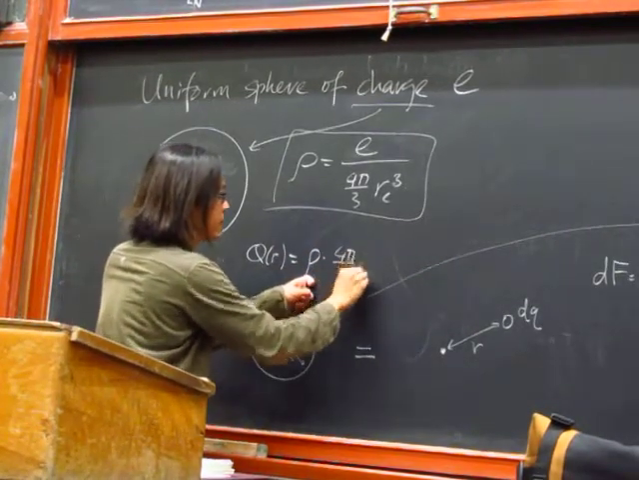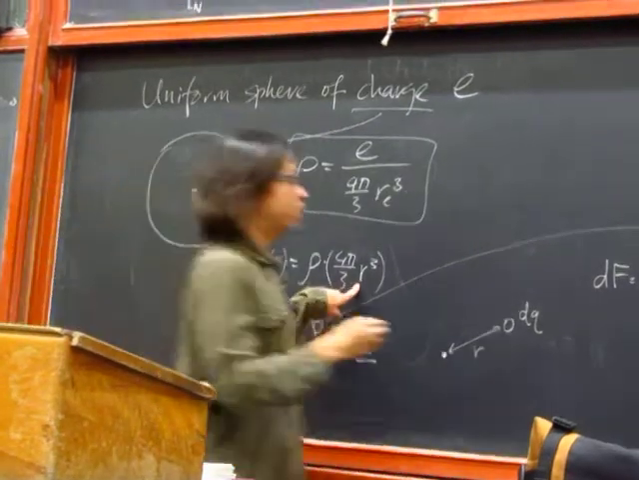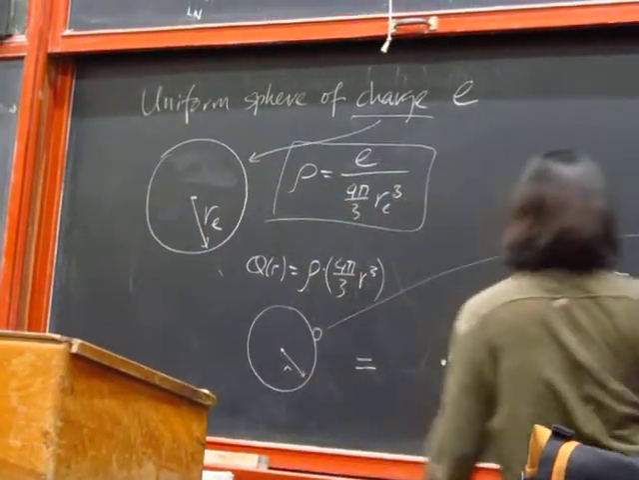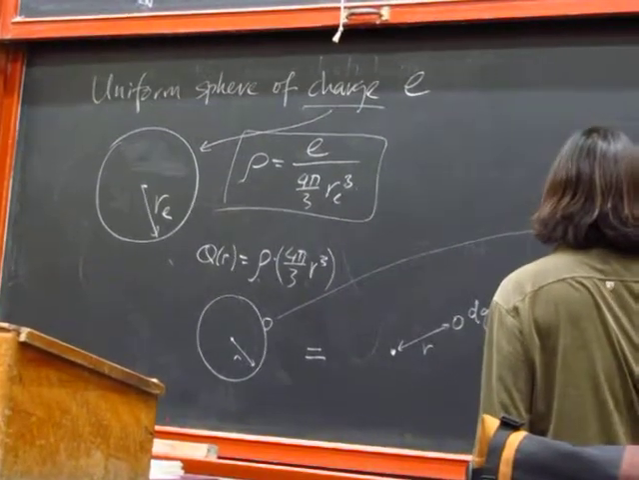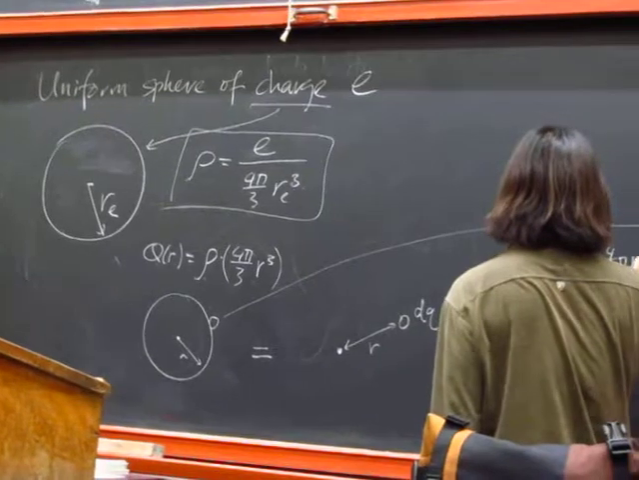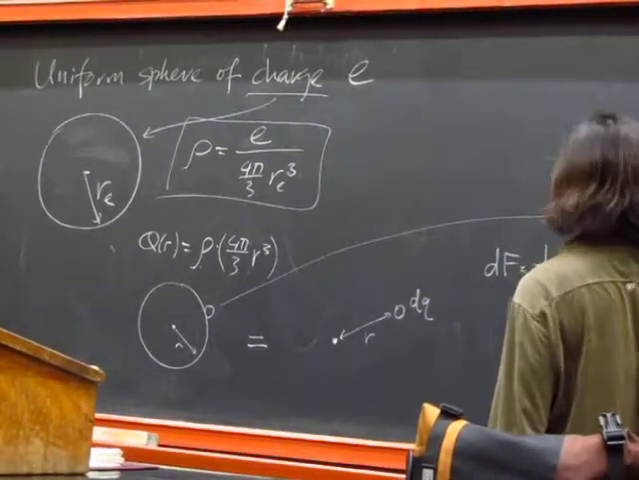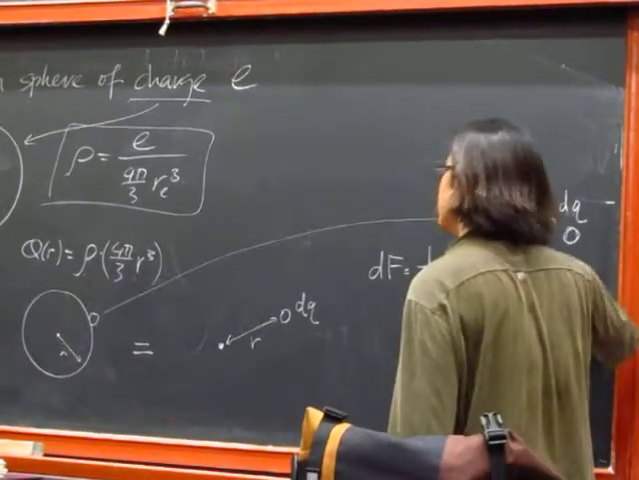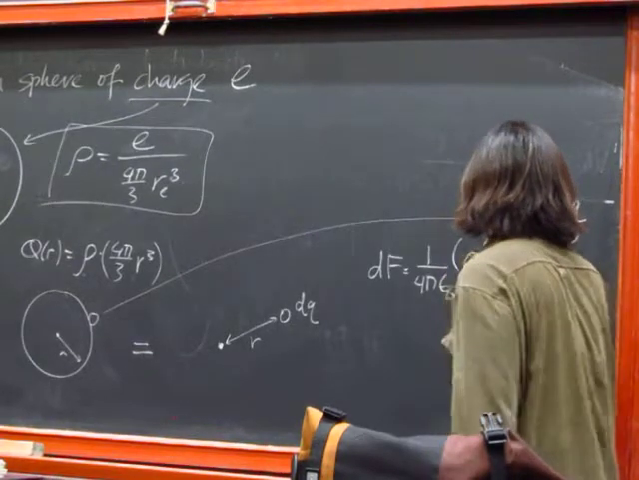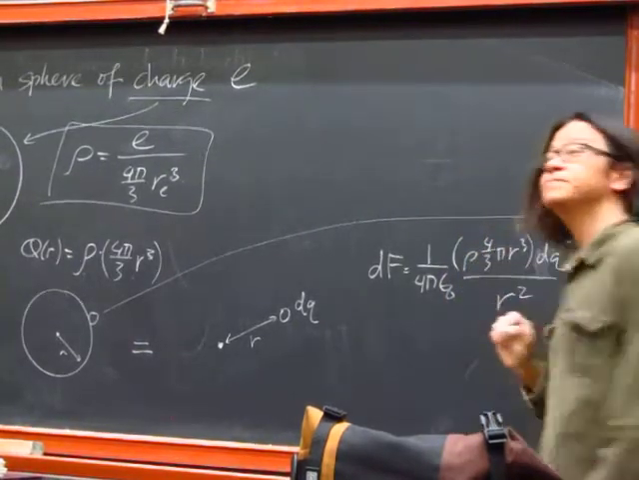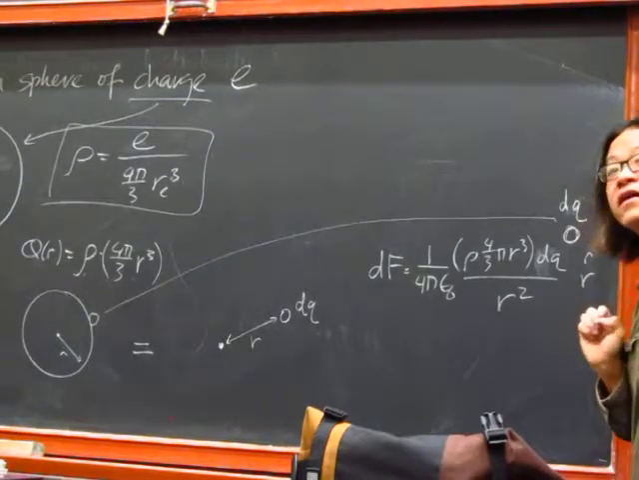4 pi over 3 R cubed. Okay, so the force at that point, F, is just rho 4 pi over 3 R cubed times Q naught, no, times dq, sorry, because this is a small differential charge, times dq over R squared, in the direction of R.